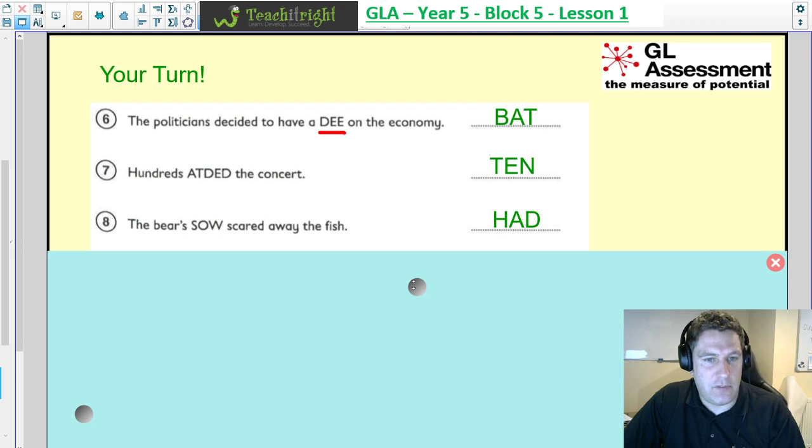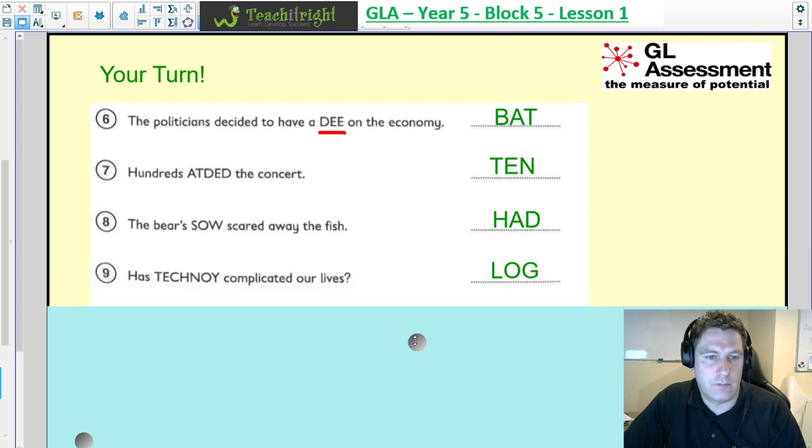The bear's something scared away the fish. Now, I thought this one was quite tricky. So you need to think about, a bear is obviously quite large, so what might have perhaps scared away the fish? Well, it's a shadow. So the bear's shadow scared away the fish.